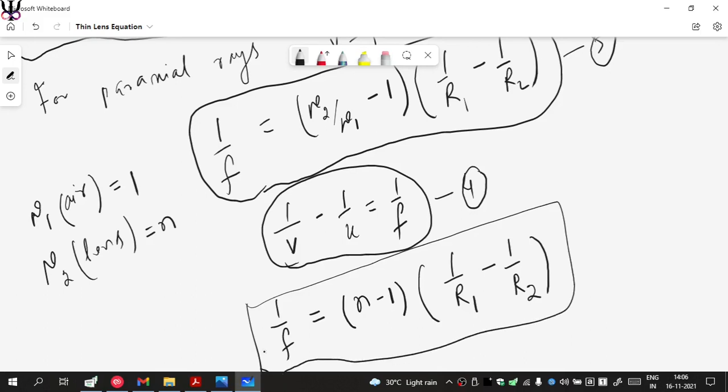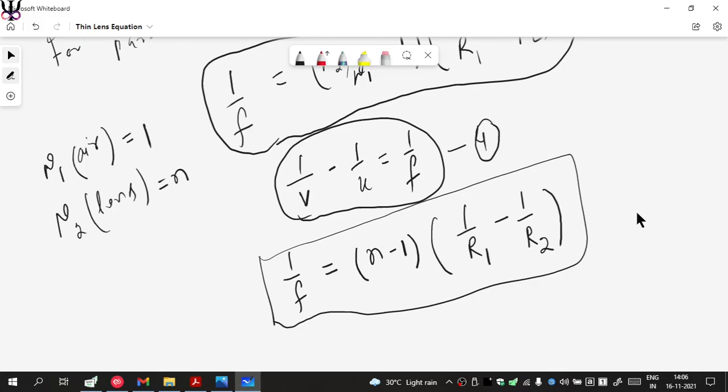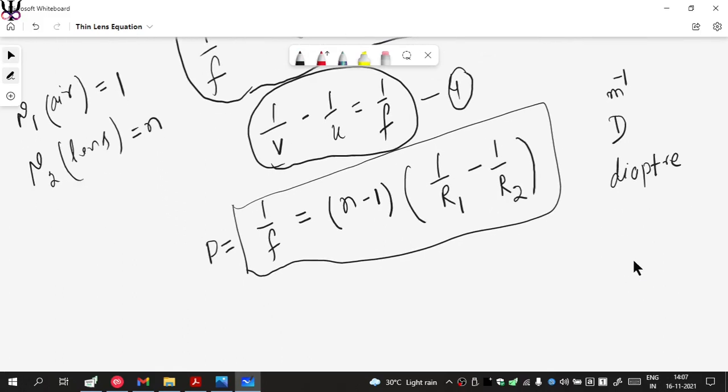And since by definition for a lens, power P is 1 by F, power is also given as N minus 1 times 1 by R1 minus 1 by R2, expressed in inverse of meter, or meter inverse. Because focal length is in meter, 1 by F is meter inverse, we also call it diopter, D for diopter, right? And I think this actually completes the derivation.